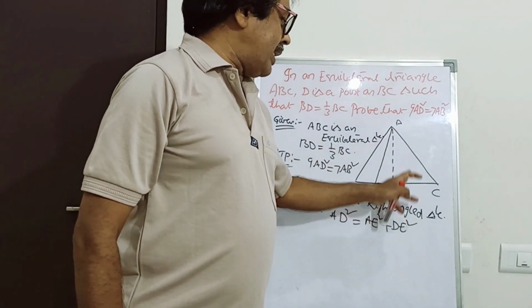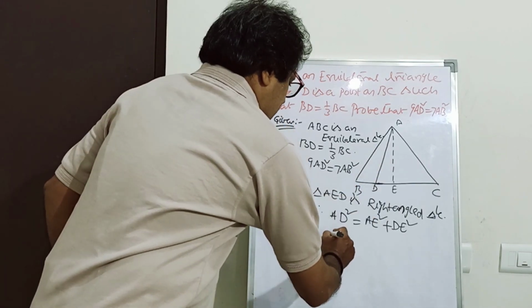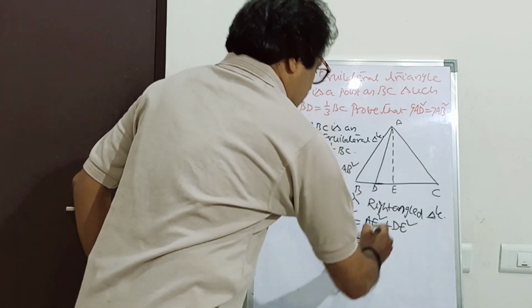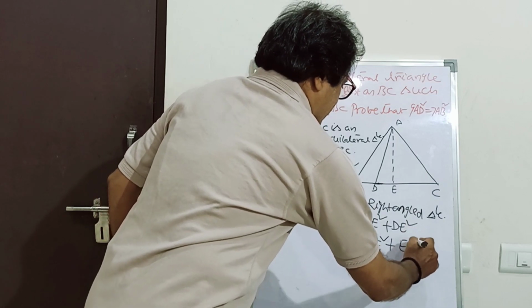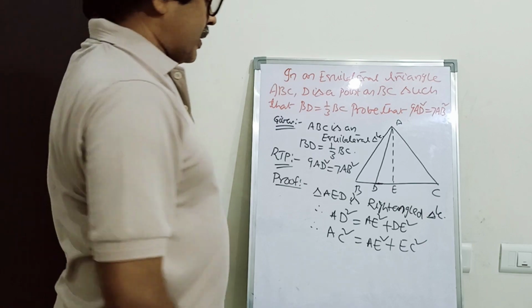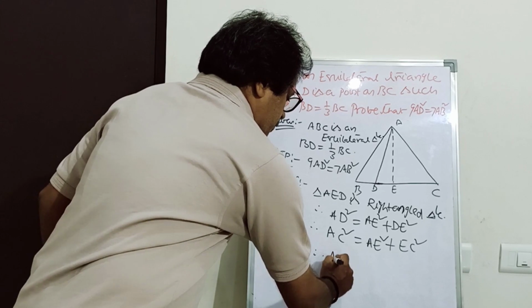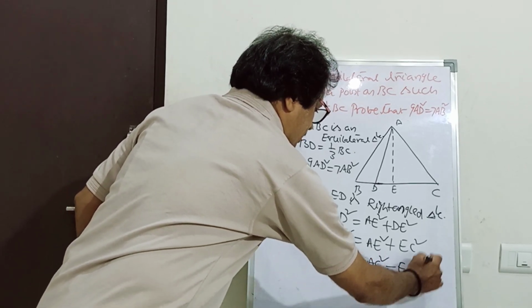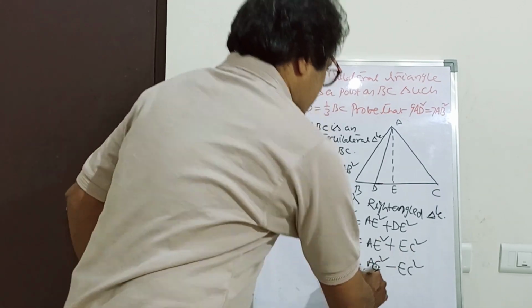You can observe another right angle triangle here, AEC. Similarly, the square of the hypotenuse is equal to AE square plus EC square. Therefore, see here, AE square is equal to AC square minus EC square.